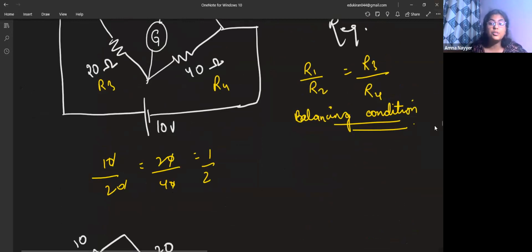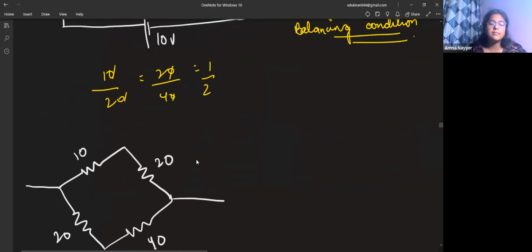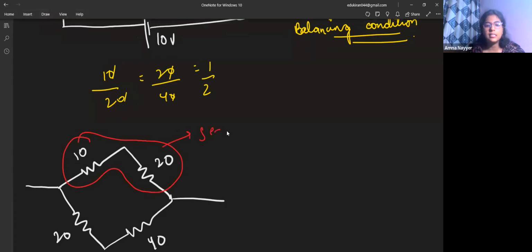If it is balanced, you can remove this. See, if I remove this, what will I get? I'll get this. Now it's easy to solve. Once you have removed that galvanometer or the straight wire or the resistor, your conditions become easier to solve. Look at this. Now they are connected in series. So R12 will become R1 plus R2, that is 10 plus 20, which is 30 ohms.